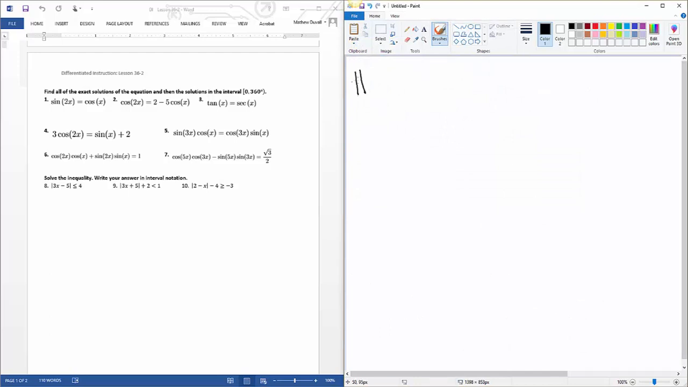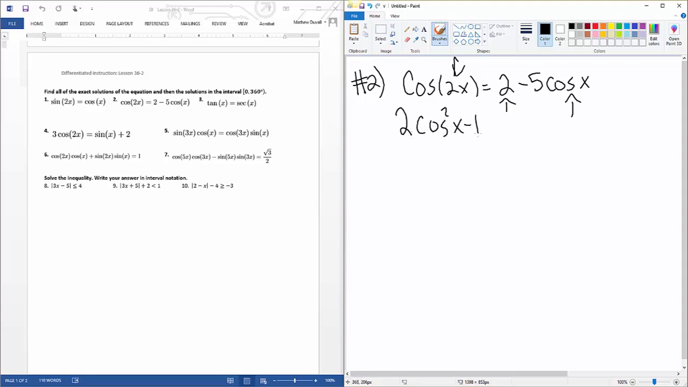Number 2, cosine of 2x equals 2 minus 5 cosine x. So for this one, once again, this is a double angle identity, but it looks like I have other cosines. There are multiple options for that double angle identity, and in this instance, we want to make them all cosines, because then I'm going to be able to factor this. So this is 2 cosine squared x minus 1.